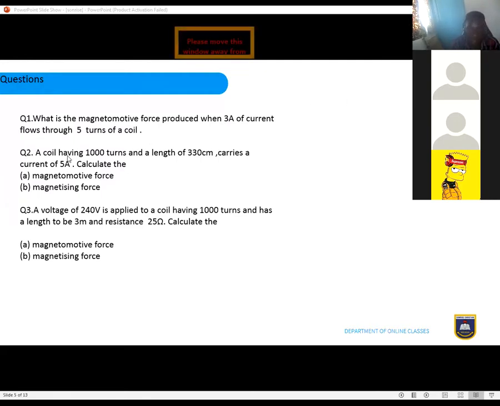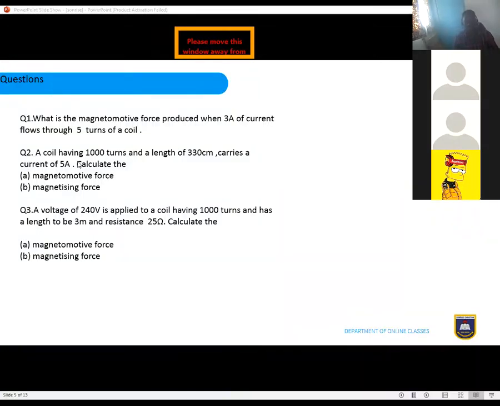Now, the second question: a coil having 1,000 turns and a length of 330 centimeters carries a current of 5 ampere. Calculate A, the magnetomotive force, and B, the magnetizing force. This one, you can see that the length is in centimeters. So what you have to do first is change the centimeters to meters before solving.